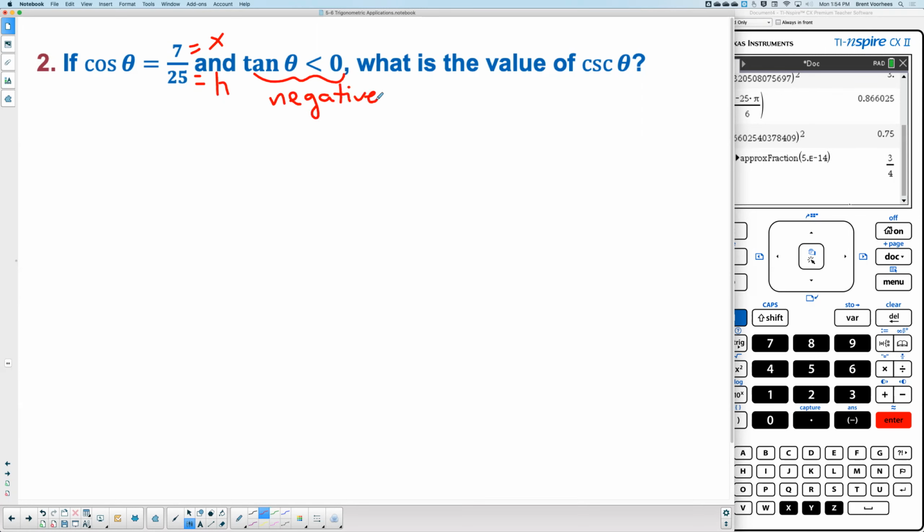It says, now what is the value of cosecant? And so we can use an acronym to figure out what quadrant this is in, to draw a proper triangle and solve this. What's the acronym that we've used this school year to tell you what's positive and what's negative?